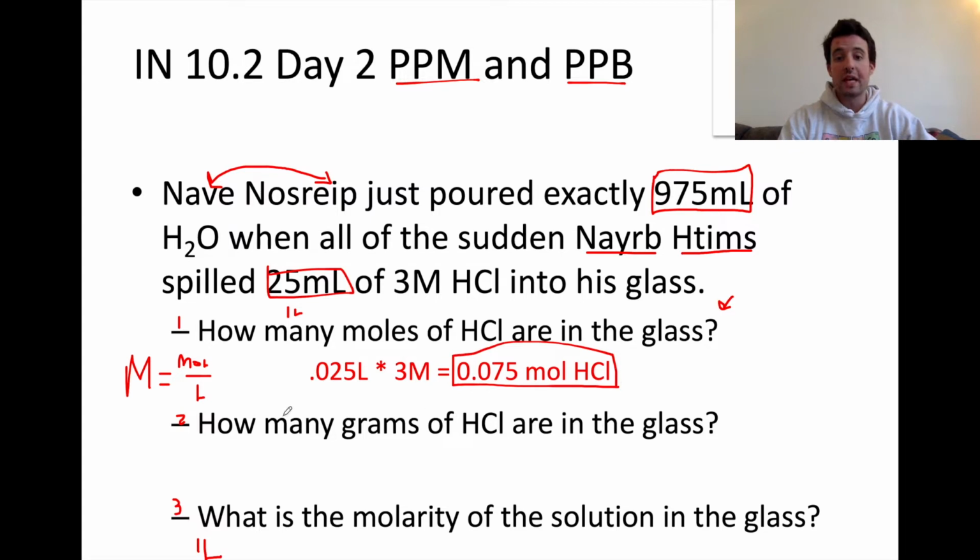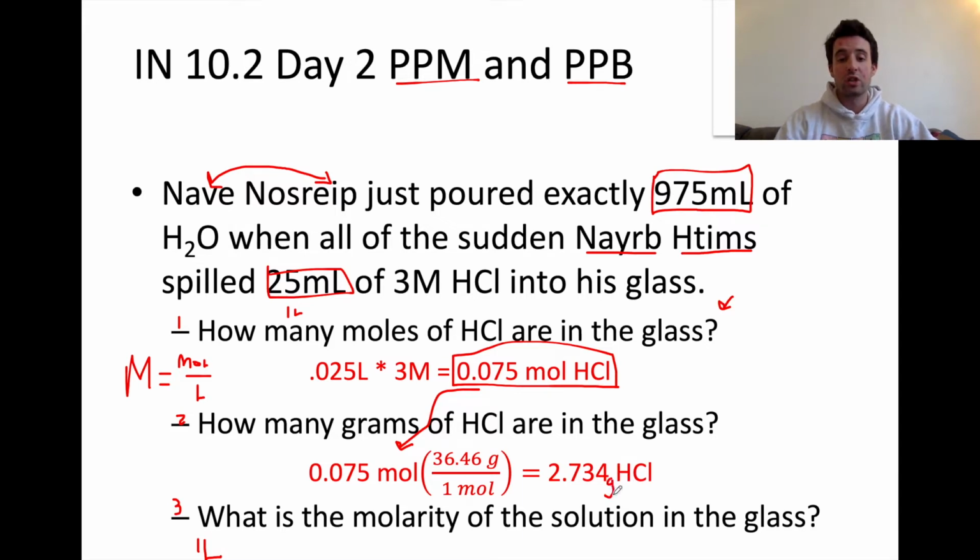With grams, we're going to take this molar number, and we're just going to use the molar mass of HCl to convert it from moles to grams, and we get 2.734 grams of HCl. For the last one, figuring out the molarity of the solution, we're going to take this 0.075 moles and divide it by 1 liter. 1 liter because we have 975 milliliters plus another 25 milliliters. That adds up to 1 liter. So the new molarity of the solution is 0.075 molar. We would say that this solution got diluted.